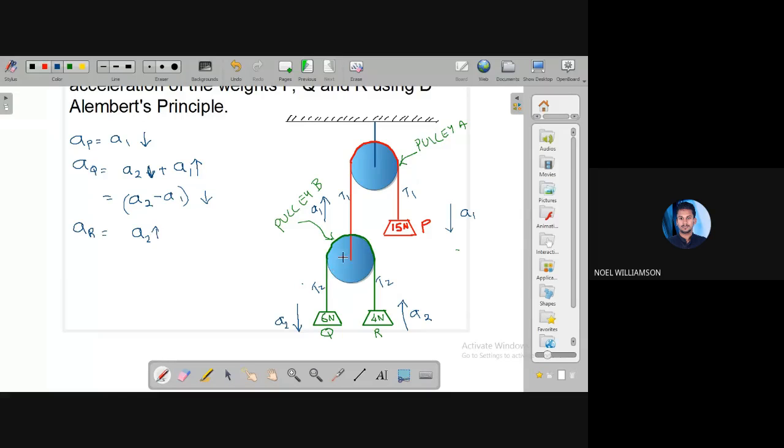And the whole system is moving upwards with an acceleration A1. So the total acceleration is A2 plus A1, which is in the upward direction. Okay, so these are the accelerations of the three masses: for P the acceleration is A1, for Q the acceleration is A2 minus A1, and for R it is A2 plus A1.